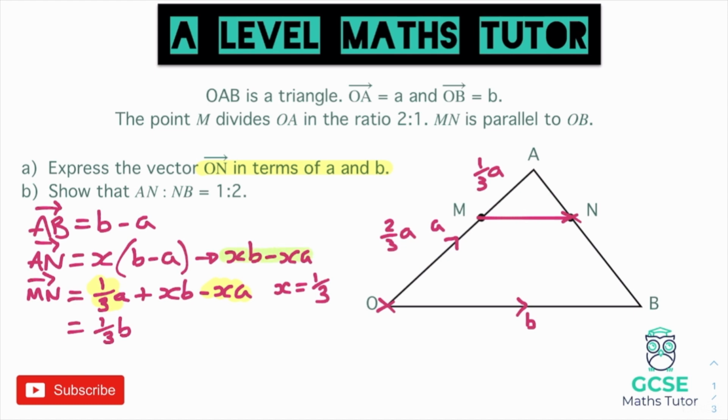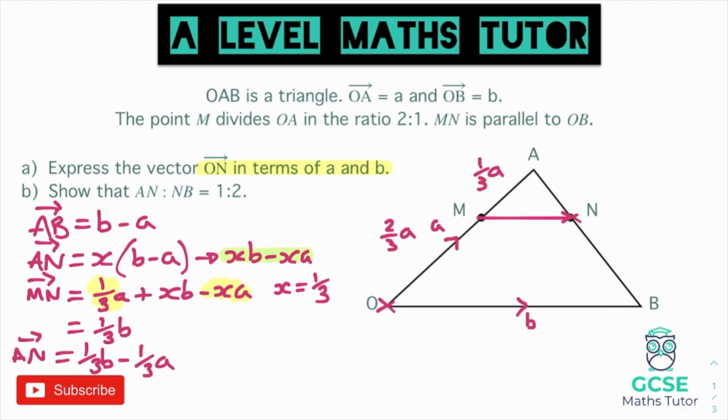Of course we already know that x is 1/3, so we could write that A to N is equal to 1/3 B minus 1/3 A. And again, let's just write that a little bit clearer there. So that is 1/3 B minus 1/3 A.